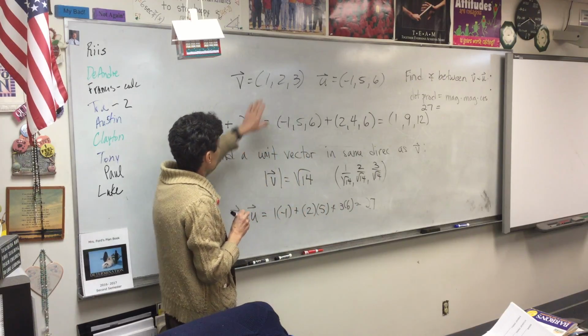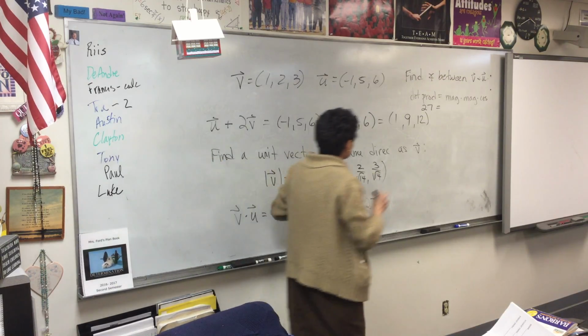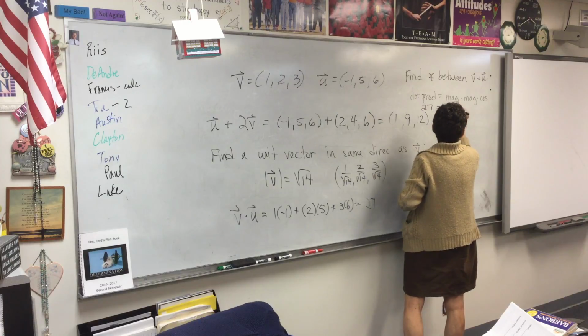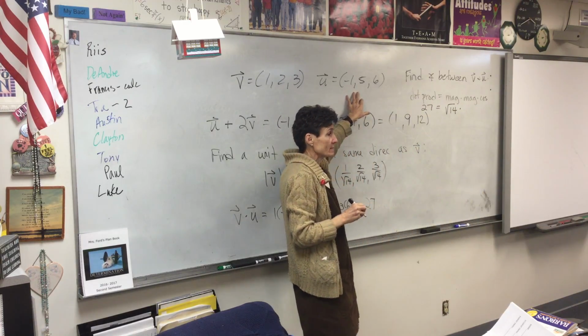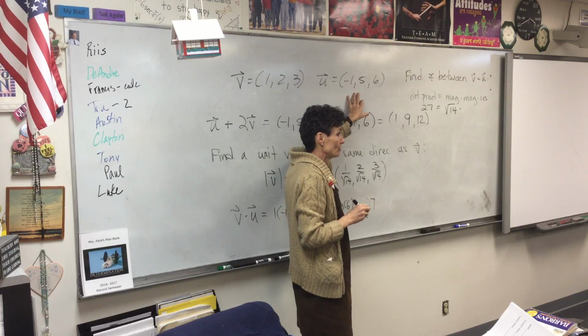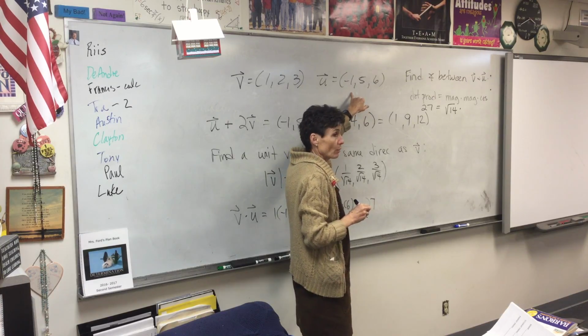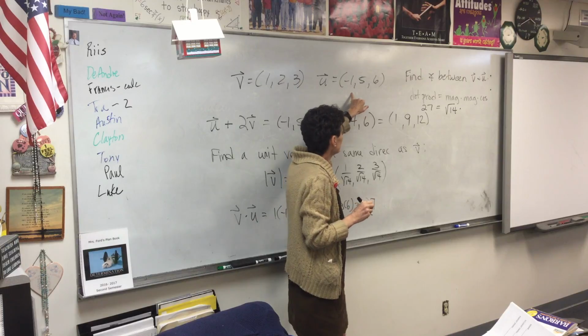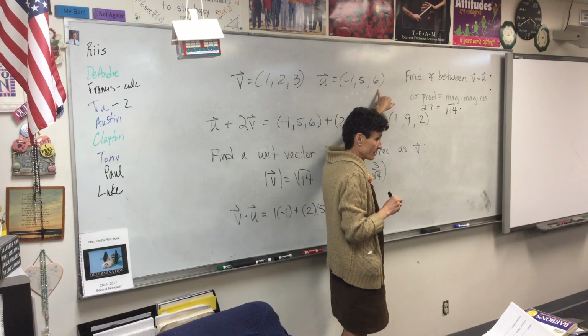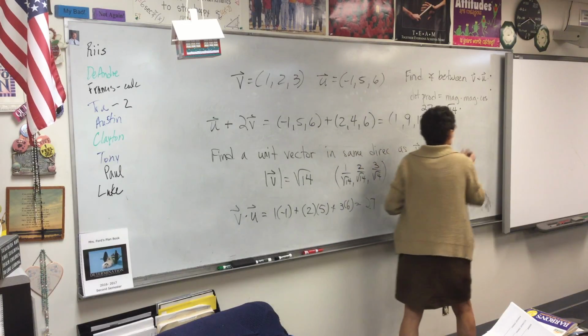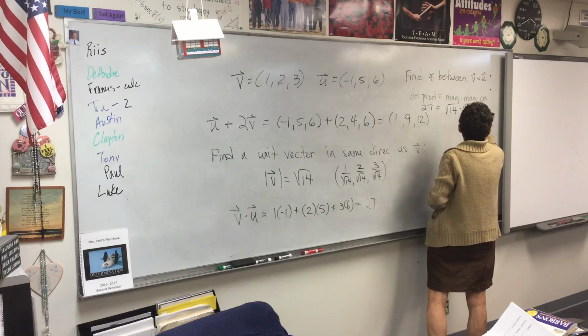I already did the magnitude of this vector, which is root 14. Now I need the magnitude of this vector. So once again, how do we do the magnitude of a vector? Square. So 1 and 25 and 36. So what does that make? 62. Square root of 62.